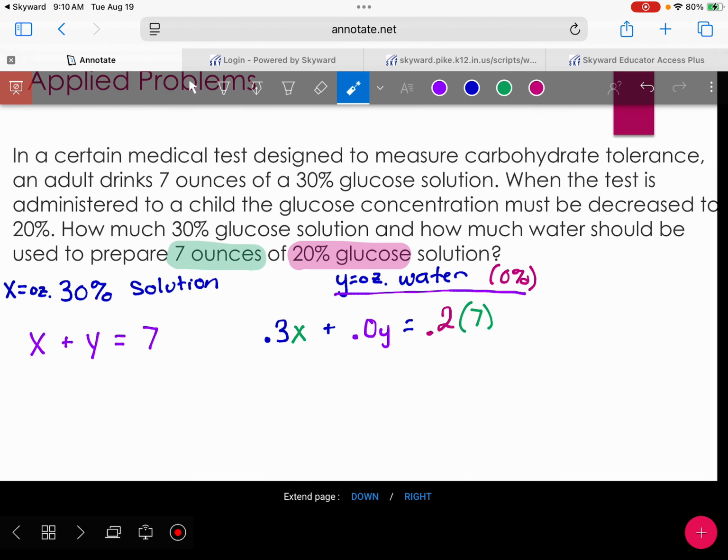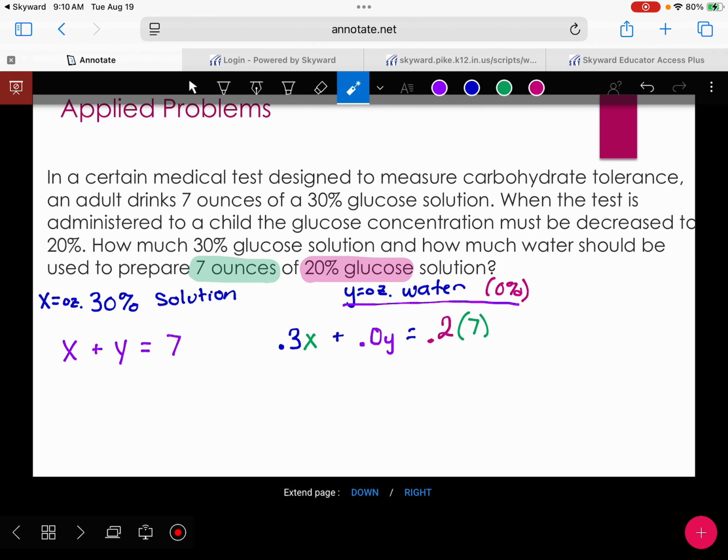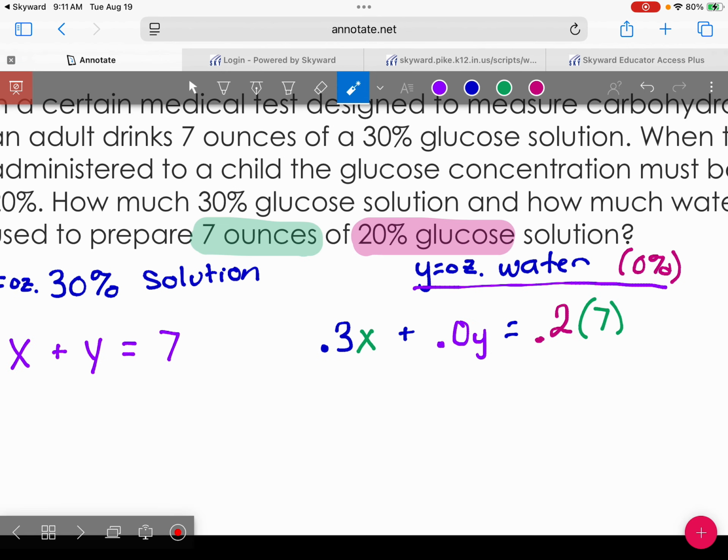If you are anti-decimal, totally fine. You can also think of this as 30x plus 0y equals 20 times 7. Still will work, and it gets you to the same place. It's just less decimally. Because water doesn't have any glucose in it, wouldn't that just cancel? Yes, I was just putting it up so we made sure not to forget that when we were looking at stuff.